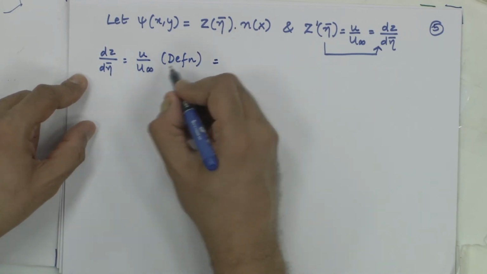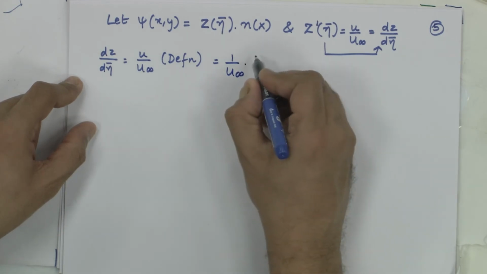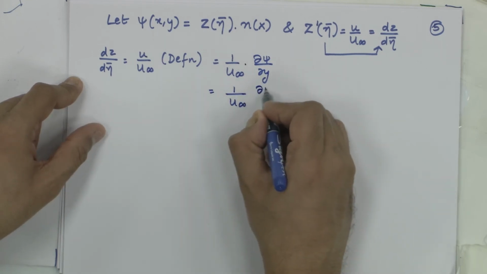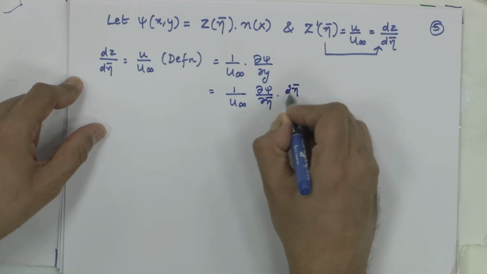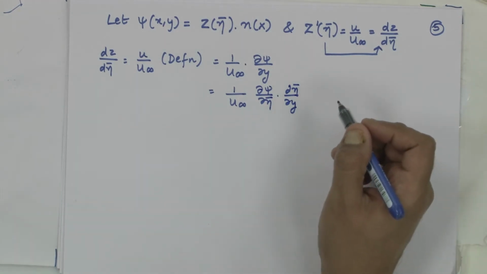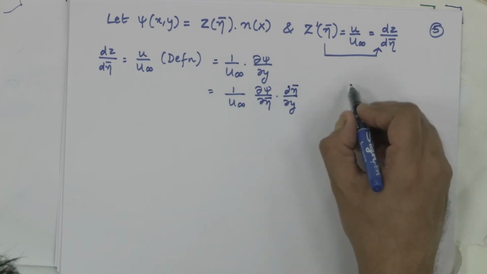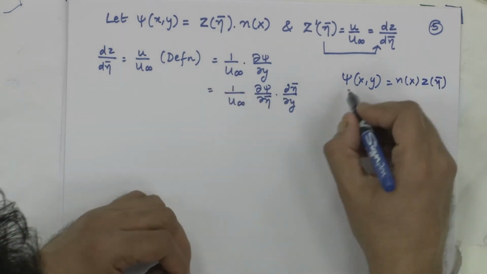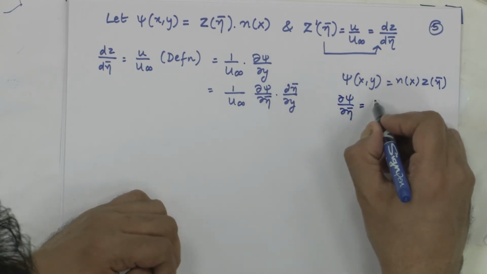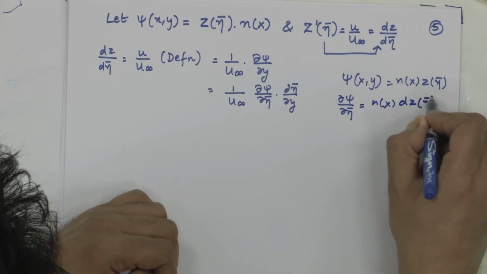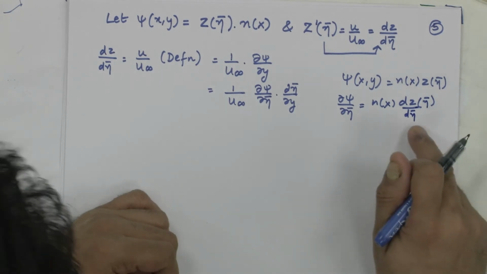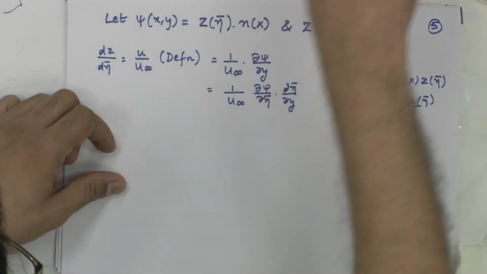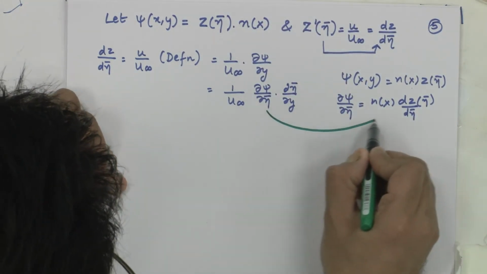This is equal to, I substitute for u. So, 1 by u infinity into u is nothing but d psi by dy, stream function wise, which is nothing but 1 by u infinity d psi by d eta bar times d eta bar by dy. Now, stream function we said was n of x z of eta bar. We told this. So, d psi by d eta bar is nothing but n of x dz by d eta bar. What is this? This was nothing but your z prime, which is u by u infinity.